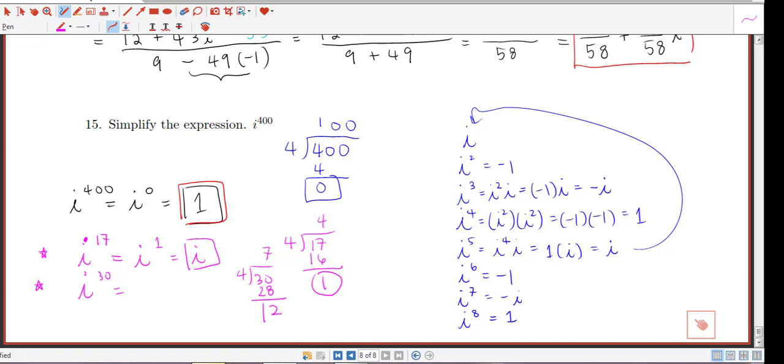So let's go with i to the maybe 30. I don't know what's going to happen. 30 divided by 4. All right, so let's see. Looks like the remainder is 2. Okay, so the theorem says that i to the 30 is going to be equal to i to the 2nd power. What's i squared? Negative 1. Boom, just like that. So you can feel free to use this method if you like. It just saves you a lot of time, and that's all.